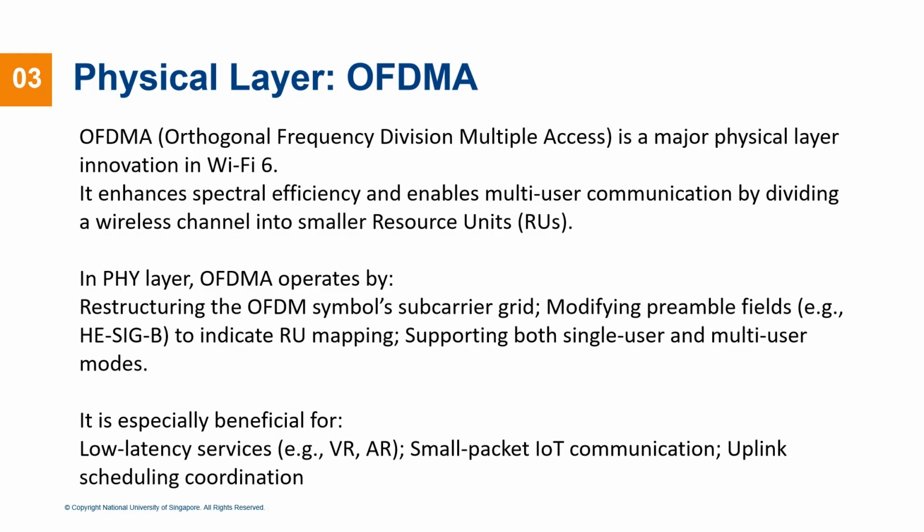Wi-Fi 6 supports several kinds of RUs: 26-tone, 52-tone, 106-tone, 242-tone, up to 996-tone RUs can be divided onto the 20 MHz channel, so that the access point can dynamically allocate the appropriate RU size and number according to the service requirements. OFDMA supports multi-user concurrency, reduces latency, and enhances spectrum utilization. Combined with trigger-based MAC control, OFDMA can improve uplink scheduling efficiently.